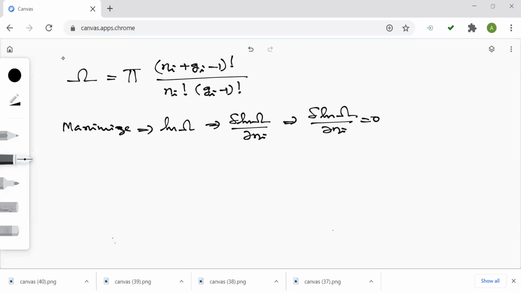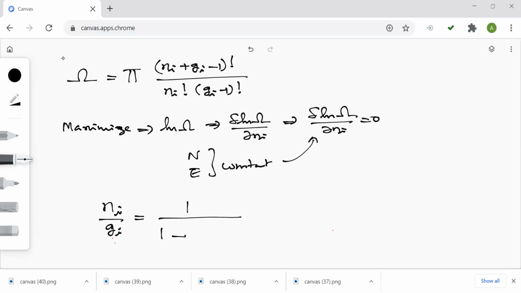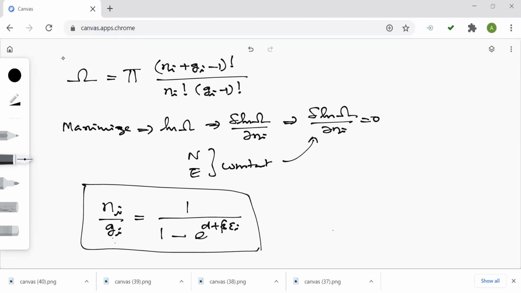But here, as I told you before, N and E should be constant. So by keeping these two constant, we have to maximize. For this, we have to adopt Lagrange's undetermined multiplier method. If you use that, you will get the final expression as Ni by Gi equal to 1 over (e power alpha plus beta Ei minus 1). See the formula. The formula looks exactly similar to Fermi-Dirac statistics, isn't it?